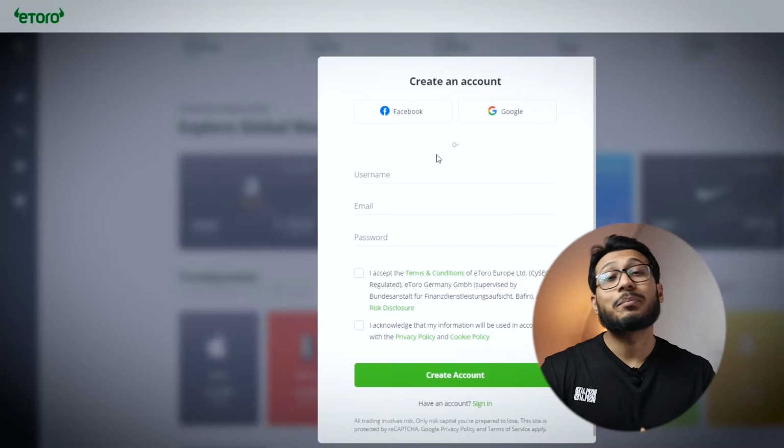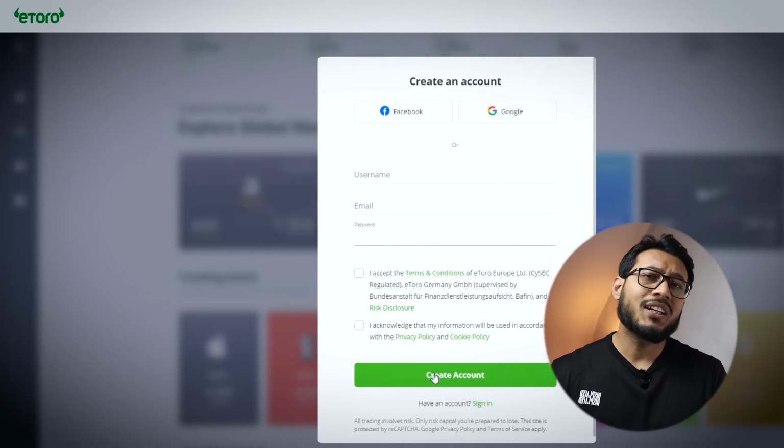To start copy trading on eToro, you'll first need to create an account on the platform. It's a quick and easy process that only takes a few minutes.